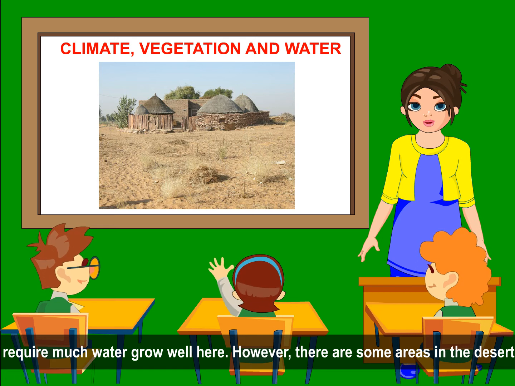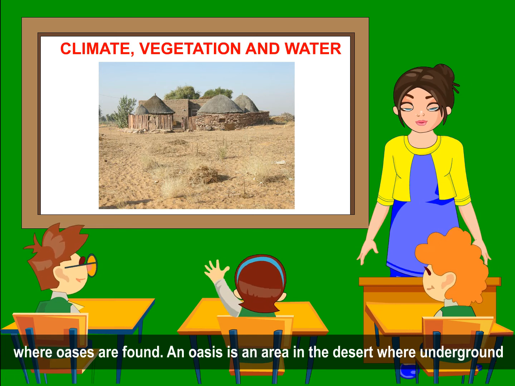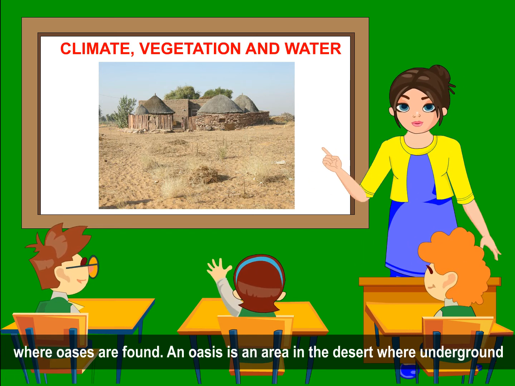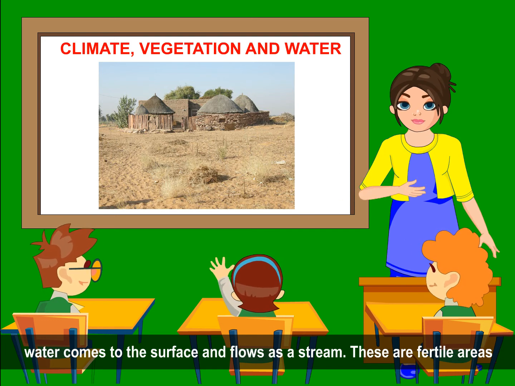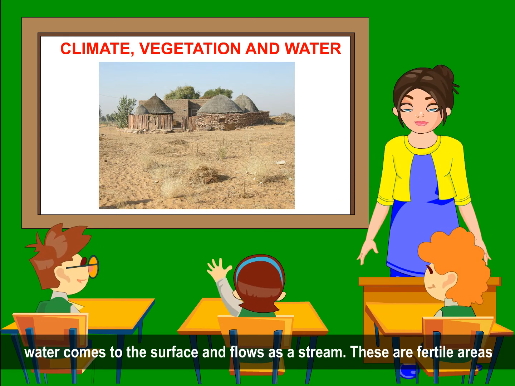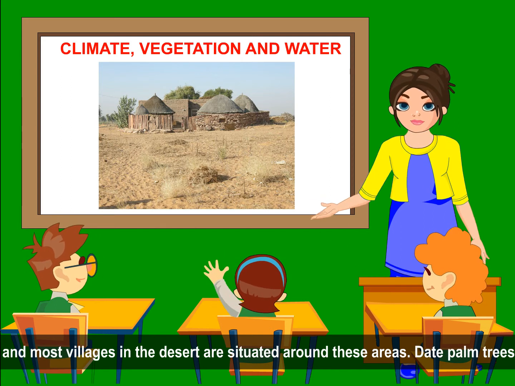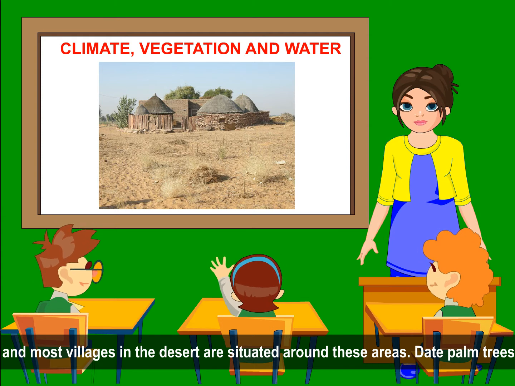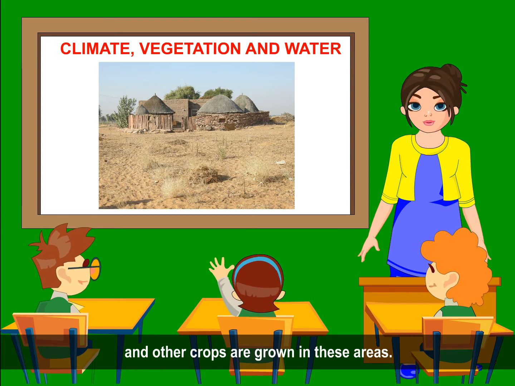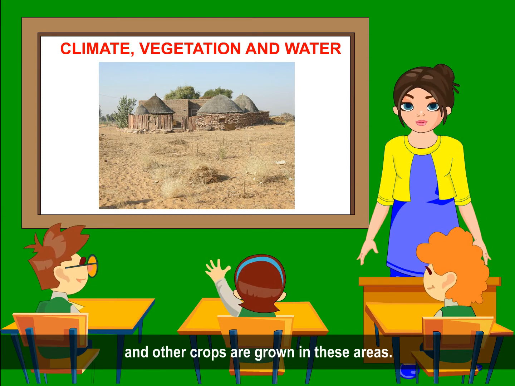However, there are some areas in the desert where oases are found. An oasis is an area in the desert where underground water comes to the surface and flows as a stream. These are fertile areas and most villages in the desert are situated around these areas. Date palm trees and other crops are grown in these areas.